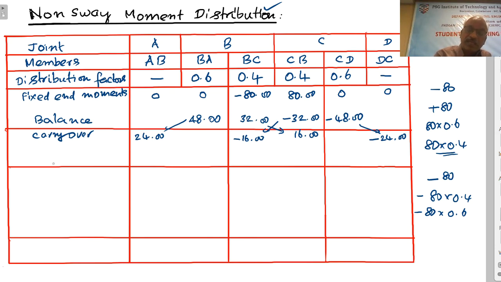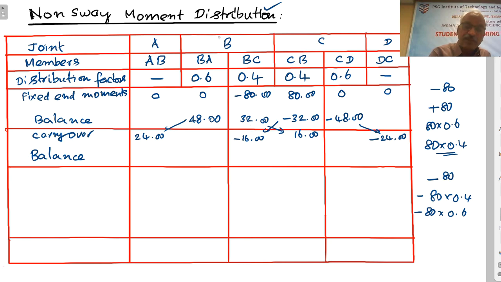Again, above this line, all these values are balanced. Now, below the line, because of the carryover moment from C to B or from B to C, the balancing has got disturbed once again. Therefore, again you have to balance, right? So, again balance.